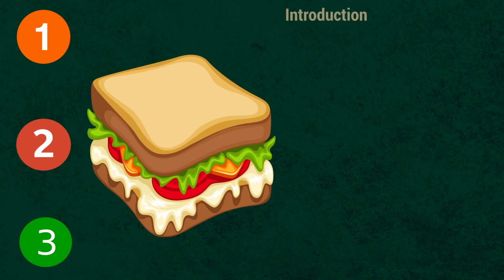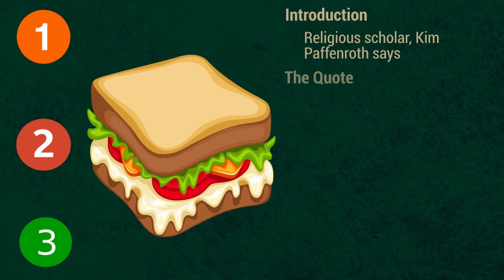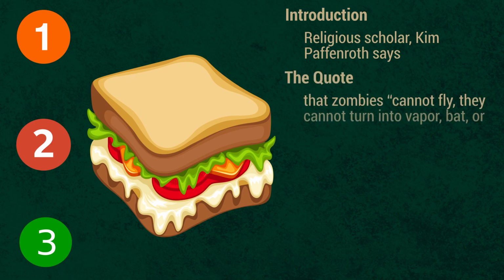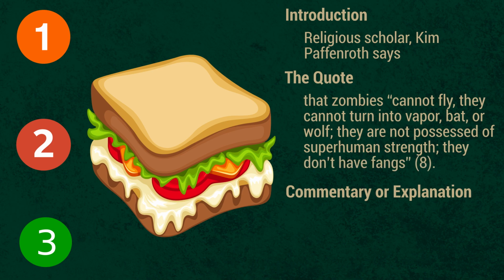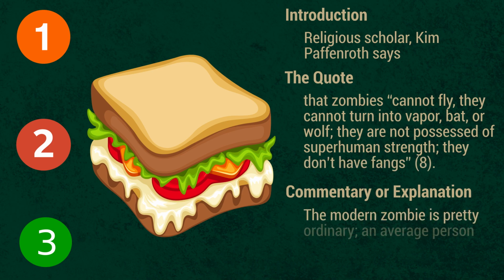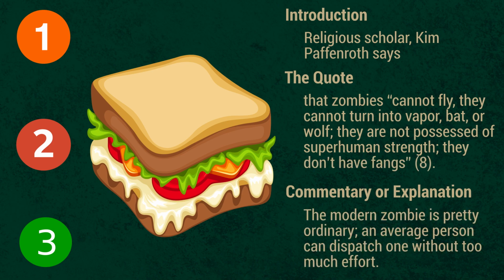In this quote, the introduction to the quote is, religious scholar Kim Paffenroth says. Then comes the quote part of the quote sandwich. This is the meat, cheese, lettuce, and tomato part. And the bottom slice is an explanation or commentary. You explain what you think it means and how it's connected to your topic sentence. So that's a quote sandwich.